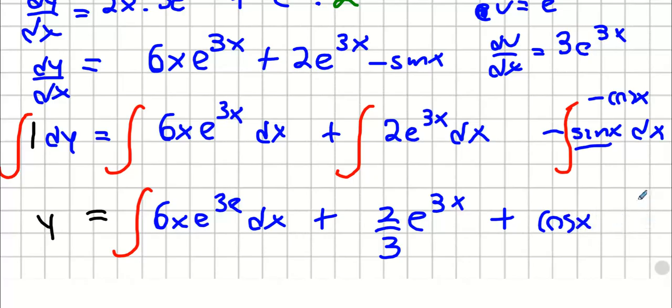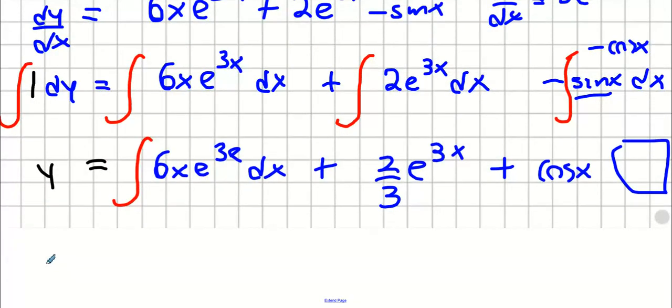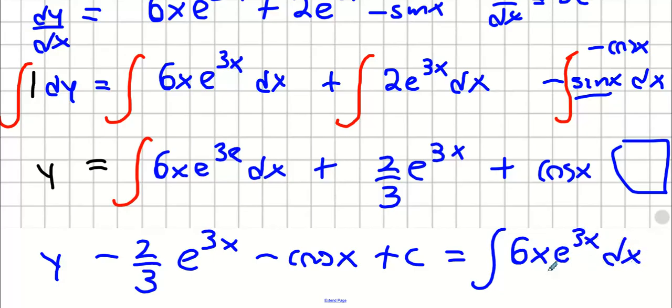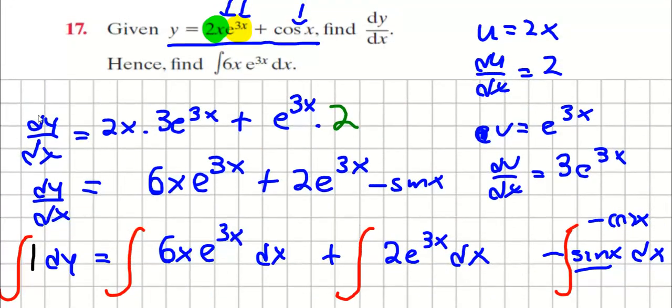Now, there's some constant here, isn't there? Well, I'm not going to worry about that constant until I move everything over the other side. Is that right? So it's going to be y minus 2 over 3 e to the 3x minus cos x. Does everybody see that I'm moving it over? Now I'm going to introduce the plus c on that side. Okay. What do I need to change y into? Anybody? Y is all of this. 2x e to 3x plus cos x.